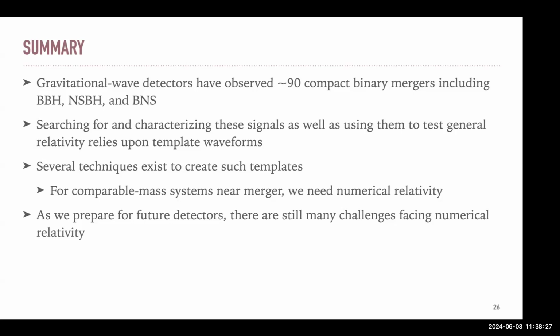But searching for those detections and characterizing them requires having template waveforms that predict what those gravitational waves should look like. And there's a number of different techniques to do so. And for comparable mass systems, particularly near merger, that's where numerical relativity is particularly crucial. And as we're preparing for next generation detectors, there's still a lot of challenges facing NR, and we need to make sure that we're ready to face those challenges, and that's what the people in this room are for. All right, thank you.